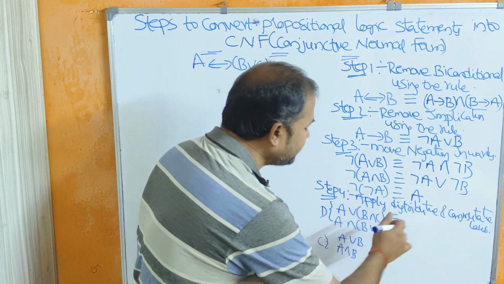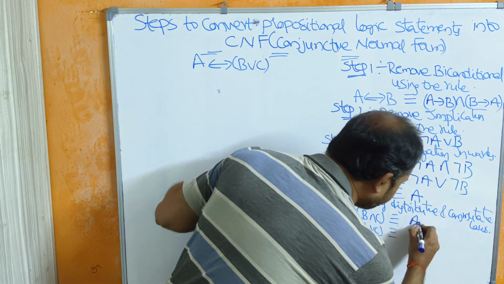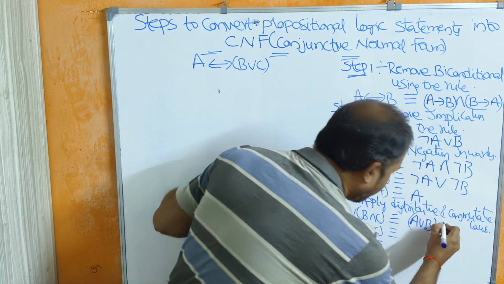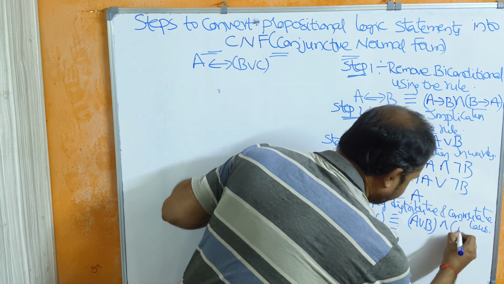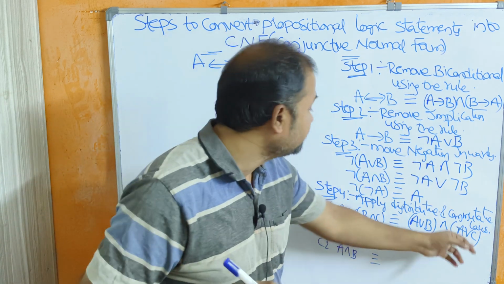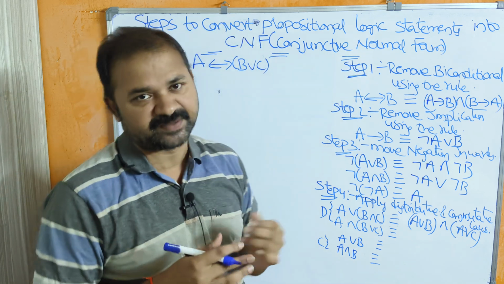A or (B and C) is equal to, the formula is very simple, (A or B) and (A or C). So this is nothing but the conjunctive normal form production.